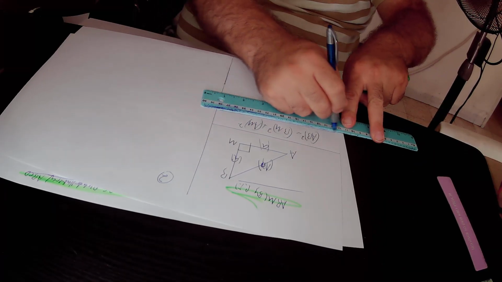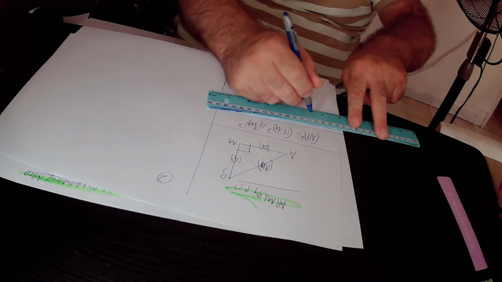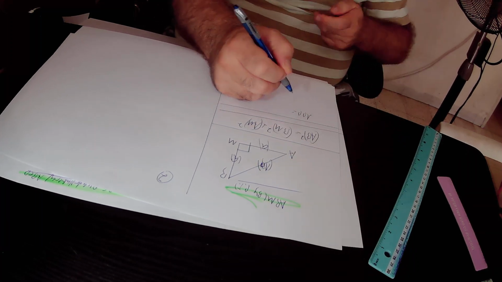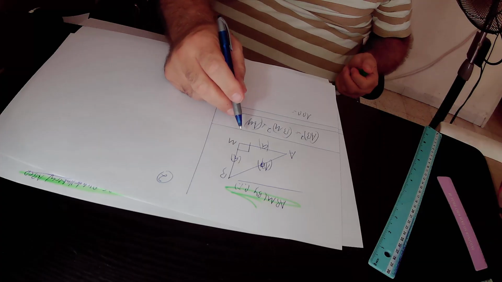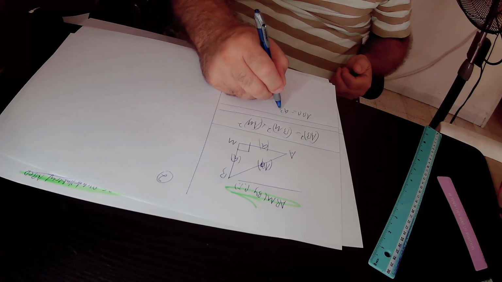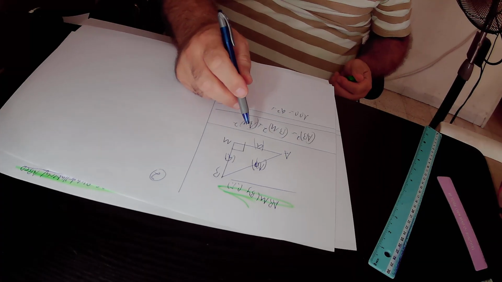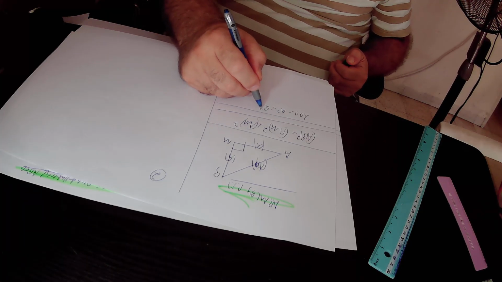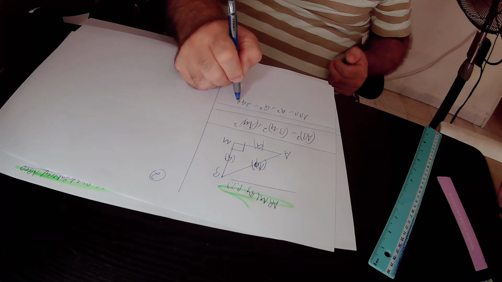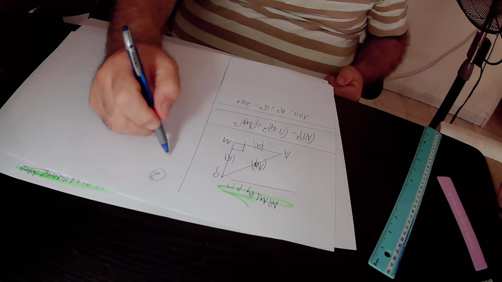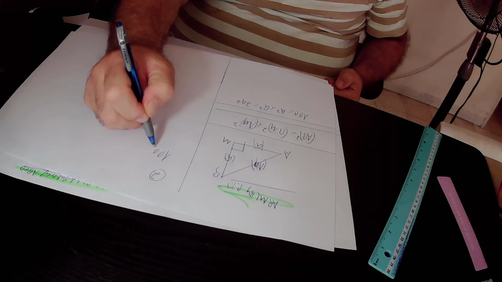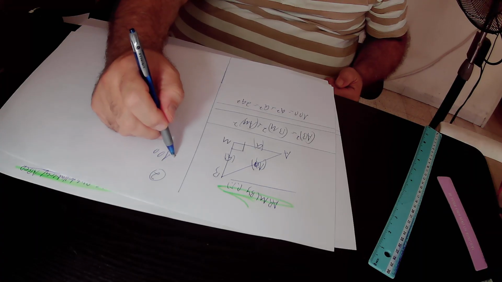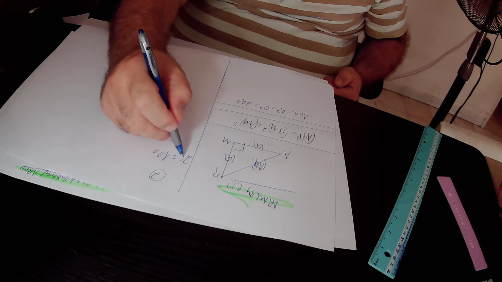AB is 10, therefore AB squared is 10 squared, that is 100. And it is equal to BM squared. BM is A, therefore BM squared is A squared, plus AM squared. AM is also A, therefore AM squared is A squared. A squared plus A squared is 2A squared. So in total we found out that 100 equals 2A squared, or 2A squared equals 100.